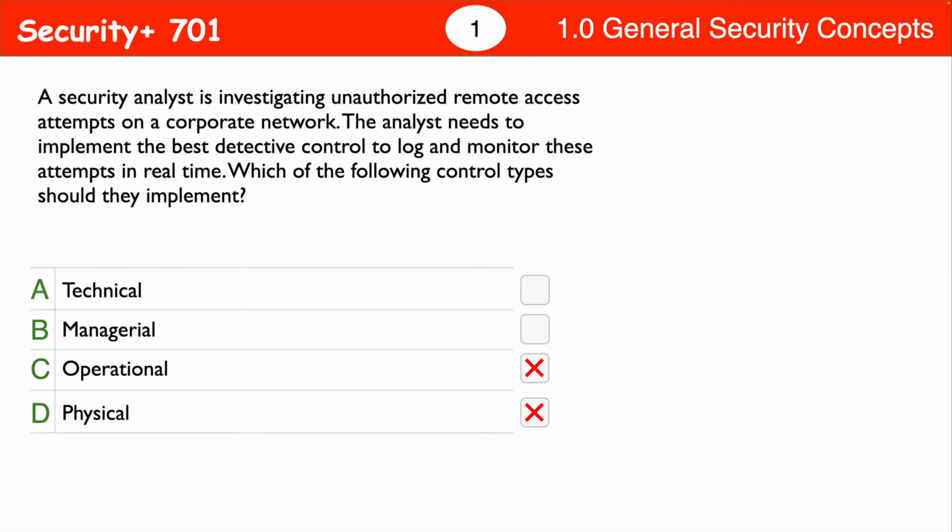And then finally, we can eliminate B, managerial, which focuses on policies and risk management. It may guide an organization's security strategy, but it doesn't actively detect threats. And that leaves us with A, technical. And technical includes things like intrusion detection systems, SIEMs, log analysis, and firewalls. And the best one to implement as a detective control would be a technical.